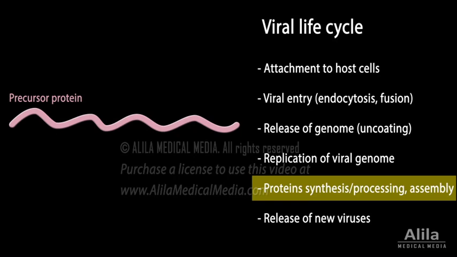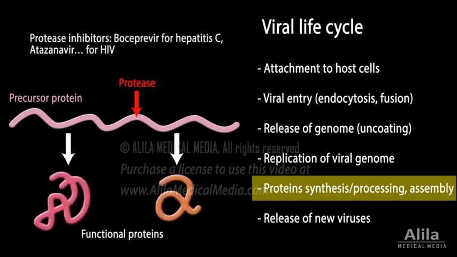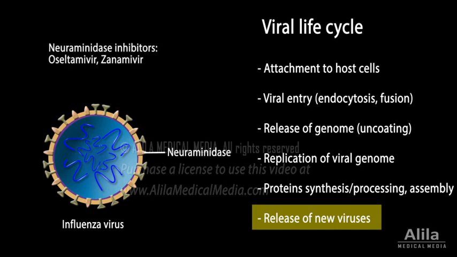Some viruses require activity of a specific protease to cleave precursor viral proteins into functional components for viral assembly. Several drugs have been developed to target this protease in HIV. Influenza virus requires action of viral enzyme neuraminidase to release new viruses from host cell. Blocking neuraminidase is an effective way to treat influenza.